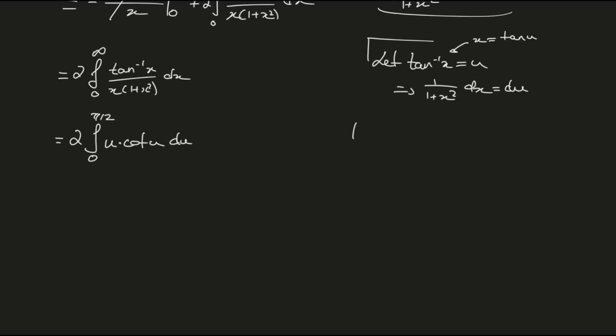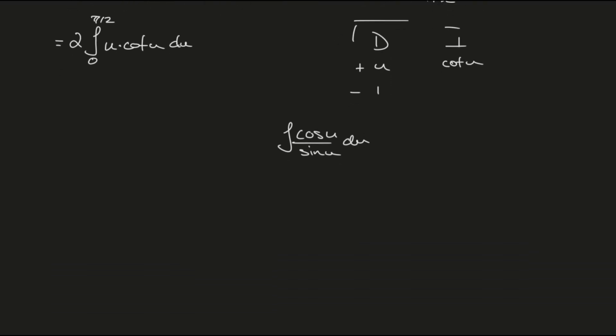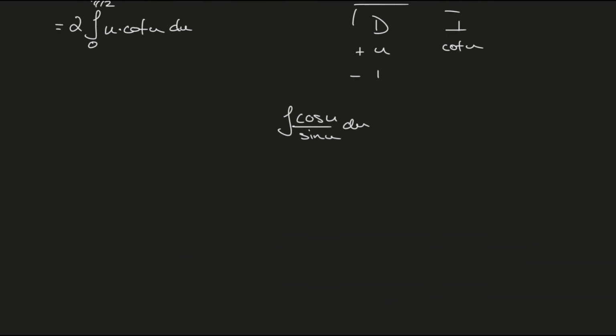And we're going to be doing integration by parts again. So again, DI, I'm going to differentiate u and integrate the cotangent function. If you don't know how to take the antiderivative of cotangent, it's pretty easy. You just write it in terms of cosine and sine, and you let t be equal to sine u, for example. So you get 1 by t integrated with respect to t, and that's just log t. So we have log sine u.